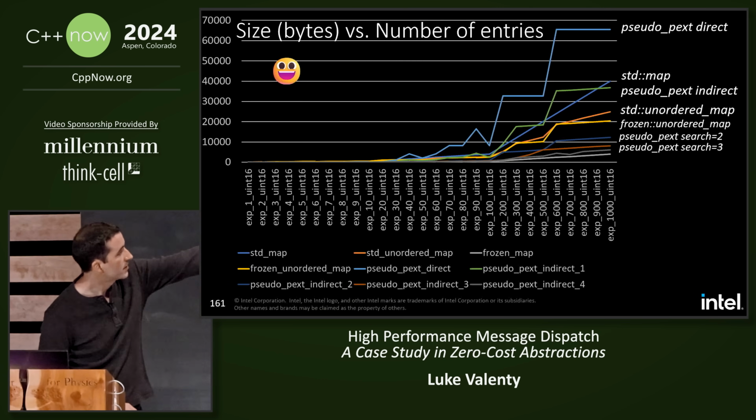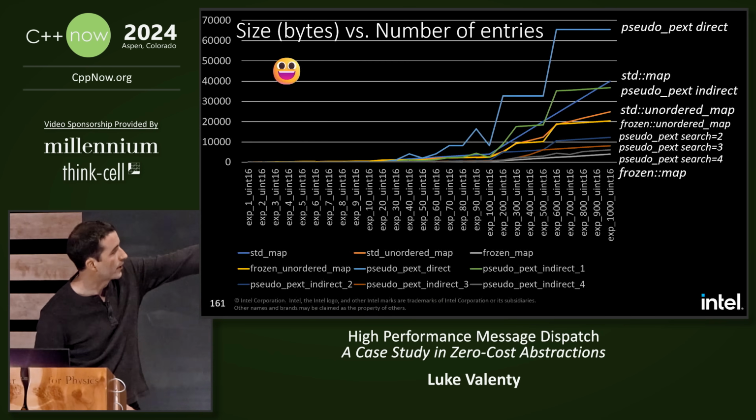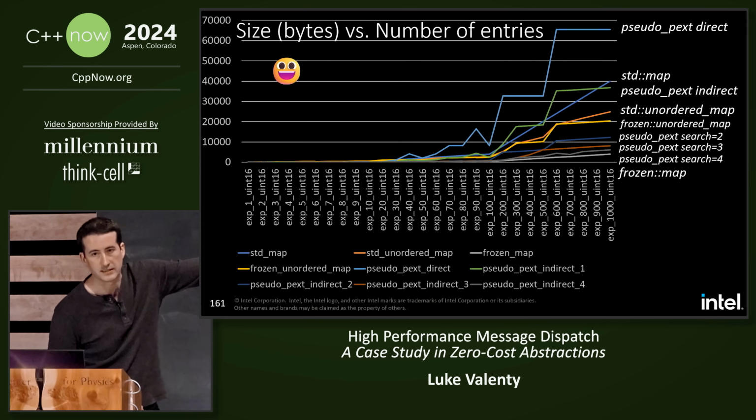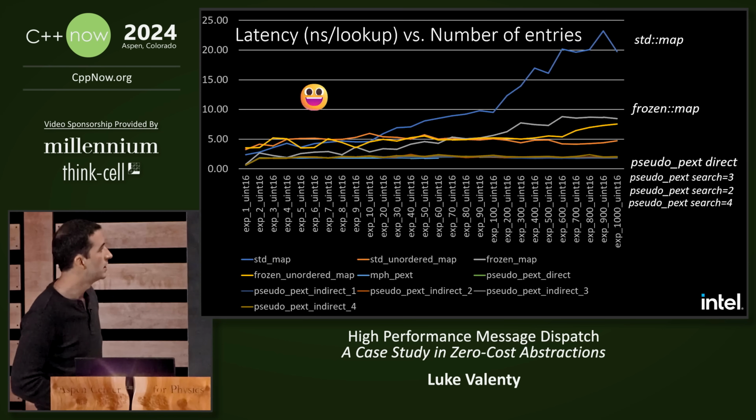Yeah, so the best ones are all the pseudo PXT with a search of 2, 3, and 4. And then frozen map is perfect because it's just an array of the sorted elements and it's doing a binary search.